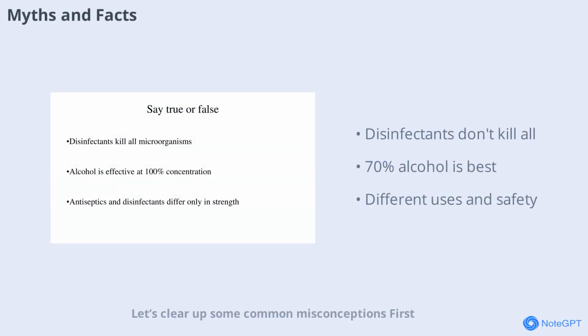Let's clear up some common misconceptions. First, it's false that disinfectants kill all microorganisms. Some, like spores and certain viruses, can survive. Second, alcohol is not most effective at 100% concentration. In fact, 70% is optimal for killing microbes. Third, antiseptics and disinfectants do not differ only in strength. Their intended use and safety profiles are also different. Understanding these facts helps us use these agents more effectively and safely.